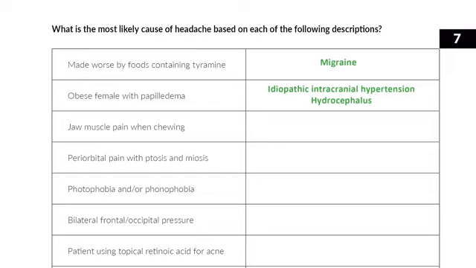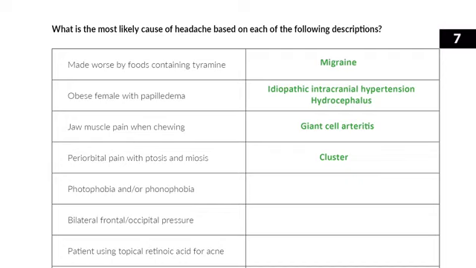What about jaw muscle pain when chewing? That's jaw claudication, and that can suggest giant cell arteritis, aka temporal arteritis. This is a form of vasculitis, so we're going to cover it more in the cardiovascular section. What about periorbital pain with ptosis and meiosis? It's a cluster headache.